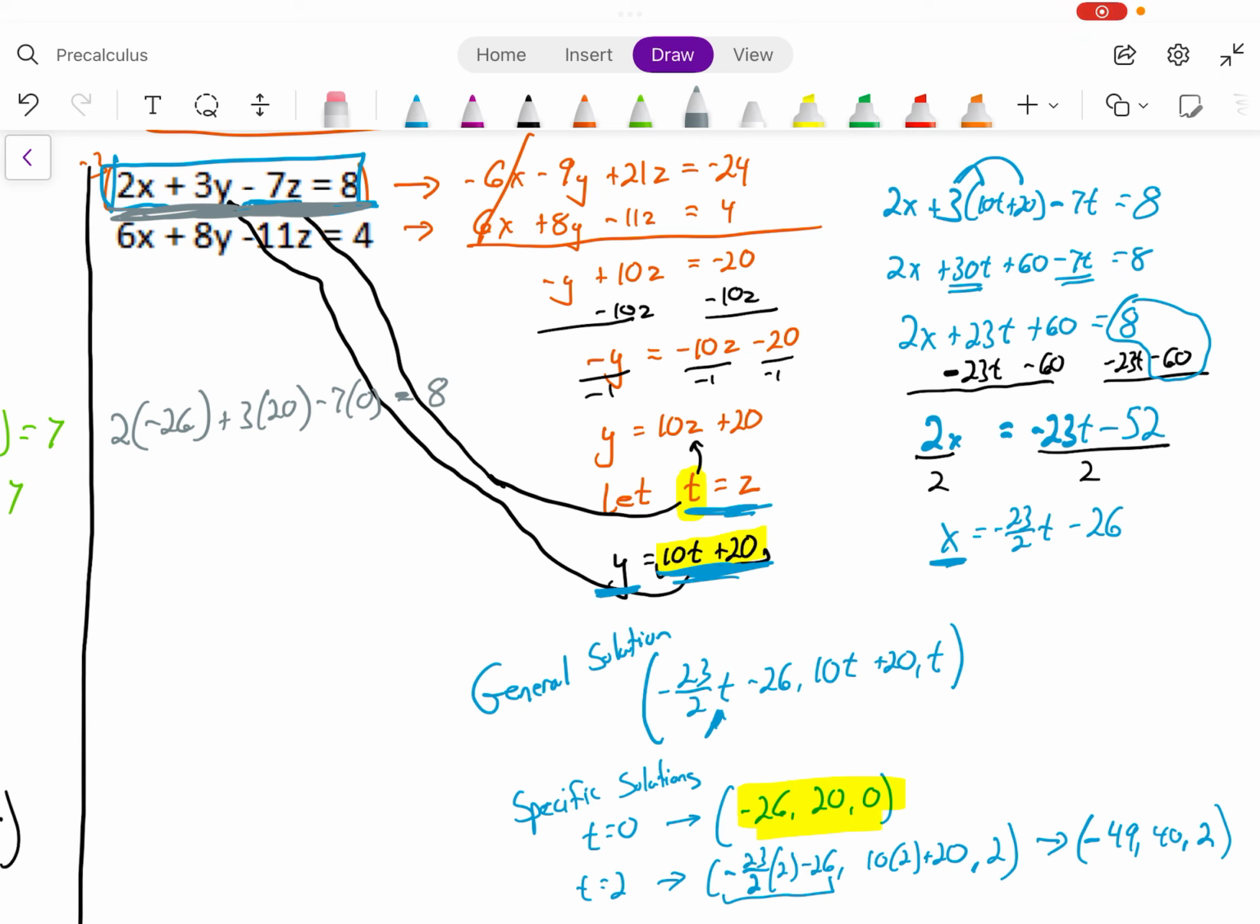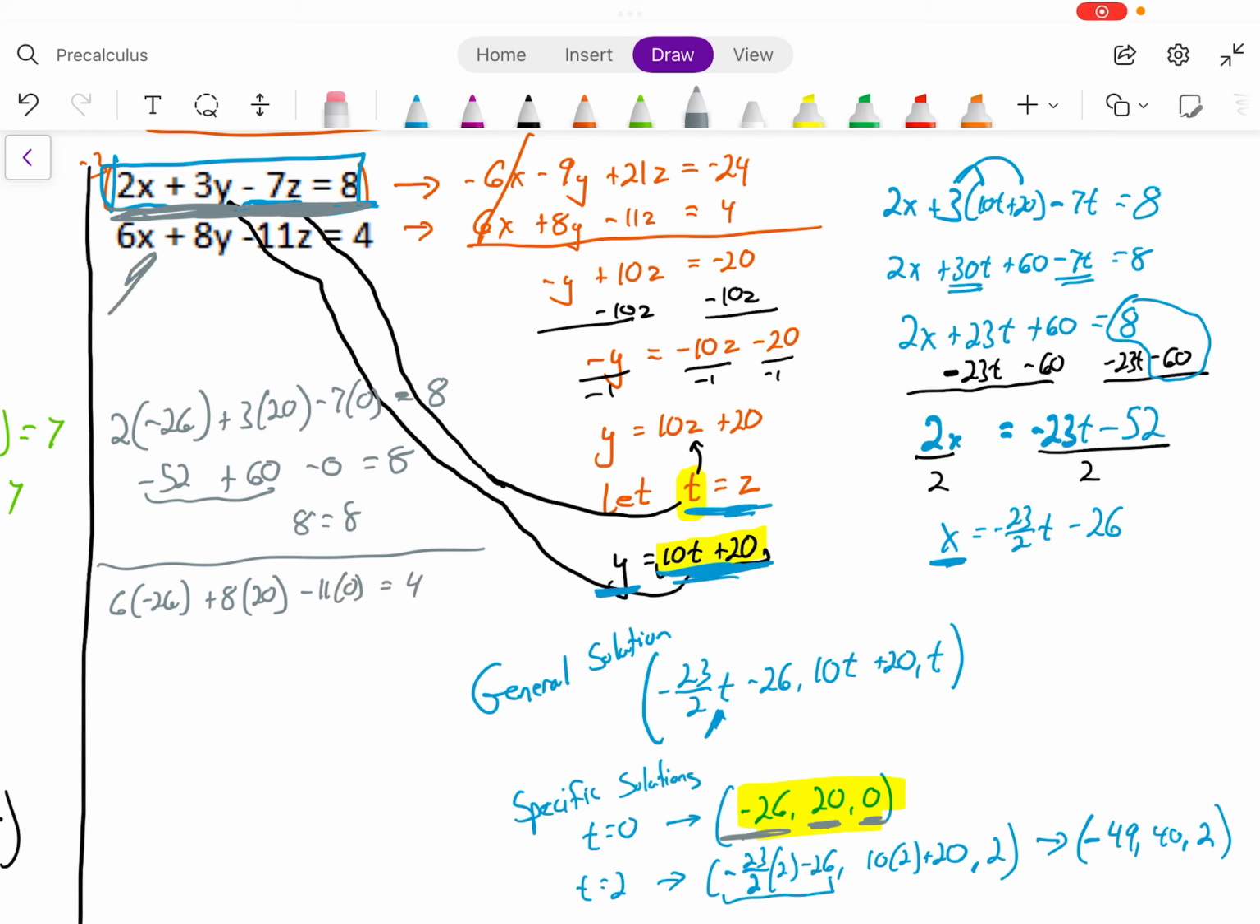So we have 2 times negative 26 is negative 52 plus 60 minus 0 equals 8. And that is true because we have 8 equals 8. So it worked for the first one. It also has to work for the second one. So 6 times negative 26 plus 8 times 20 minus 11 times 0 equals 4. So again, I'm putting in negative 26, 20, and 0 for x, y, and z. Again, that's plugging into the second equation.